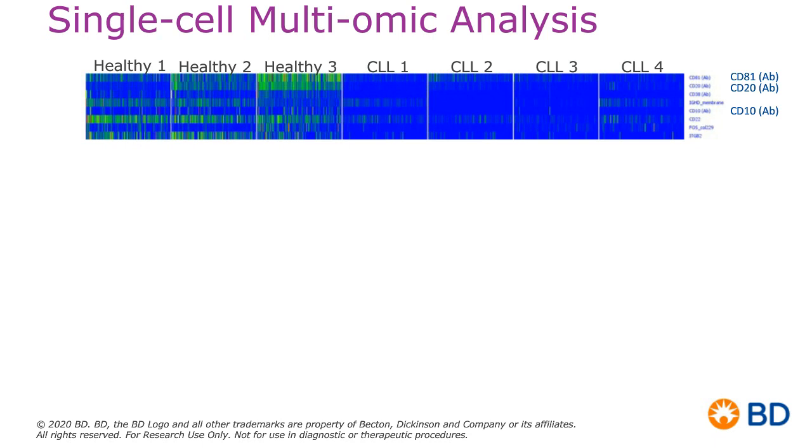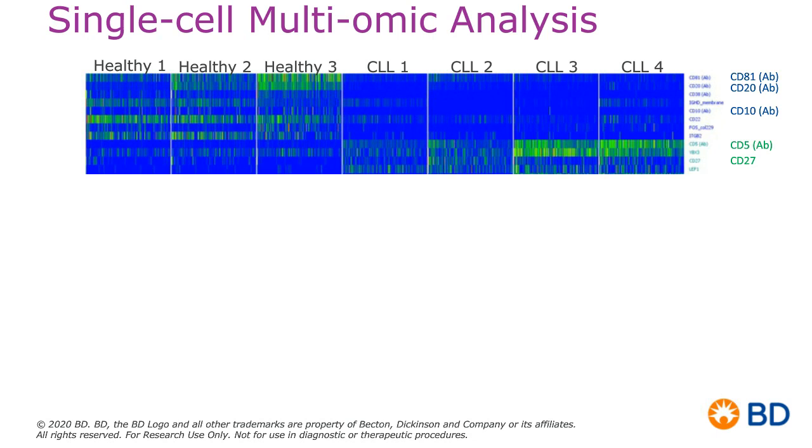I can then ask the question, what's the difference in the expression pattern in CLL compared to healthy? In this analysis, when I look at the mRNA genes or protein, you can see that 2 of these CLL samples are very positive for CD5 antibody AB oligo expression, CCL2 and CCL1 to some level, as well as CD27, which seems to be positive for our CLL samples compared to our healthy controls.